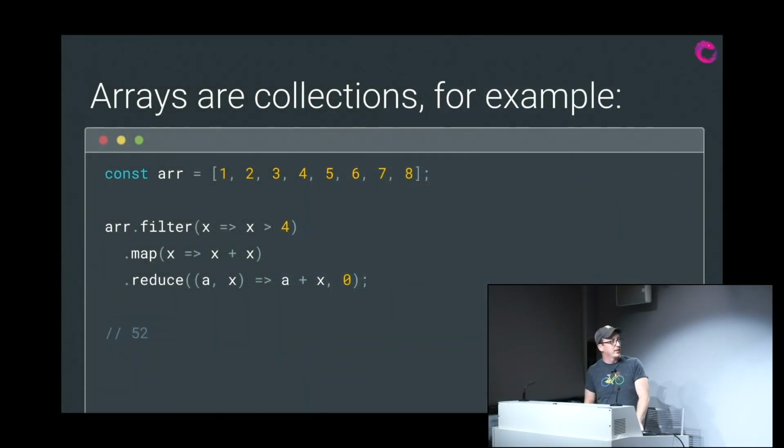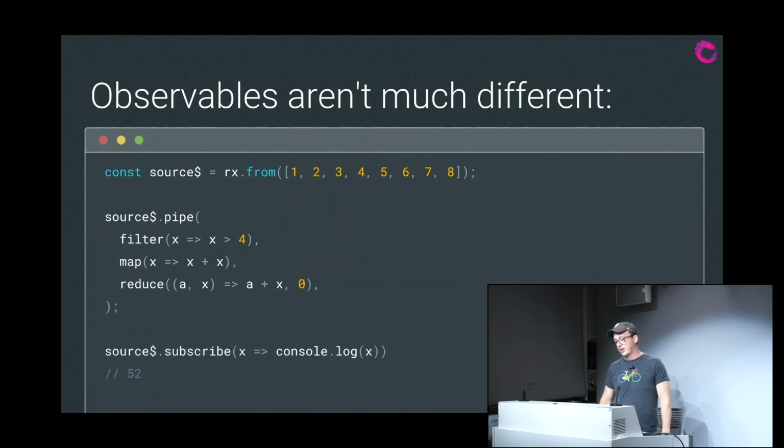So again, arrays are collections. You can do this with arrays. You've got filter, map, and reduce on native arrays. Some people don't know this, but you can take an array of numbers, filter it and say, give me all the numbers that are greater than 4, double them, and then sum them. That's what reduce is doing at the bottom. Observables, you can do exactly the same thing. So I can say from that same array and then pipe it through our operators from RxJS. And they've got the same names, they do exactly the same thing. The only difference is you have to subscribe to it because it returns an observable, and observables don't do anything unless you subscribe.